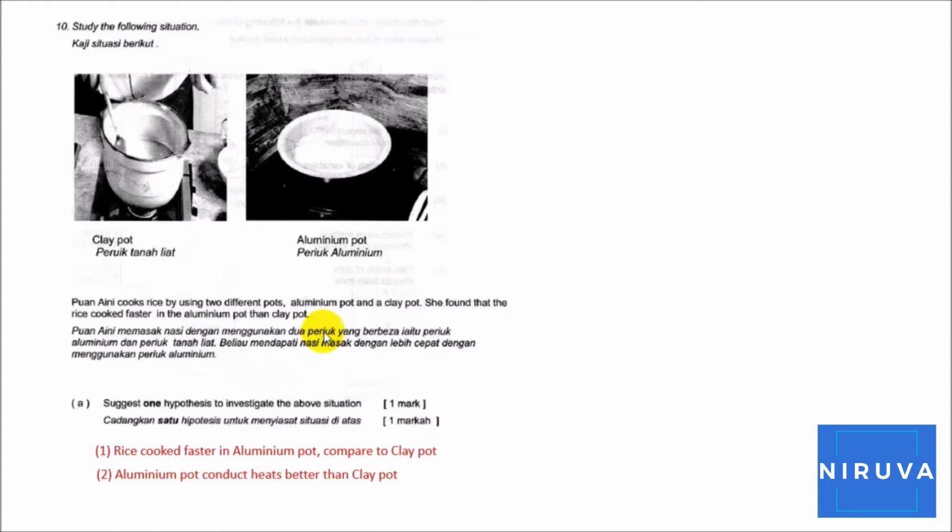For your information, aluminium has a much lower melting point compared to clay pot, where aluminium has a melting point around 660 degrees Celsius, but clay pot has a much higher melting point at 1780 degrees Celsius. Okay, and then based on the given situation, plan an experiment to investigate the conduction of heat using copper rod, glass rod, wax, thumbtack, Bunsen burner, retort stand and one other material.